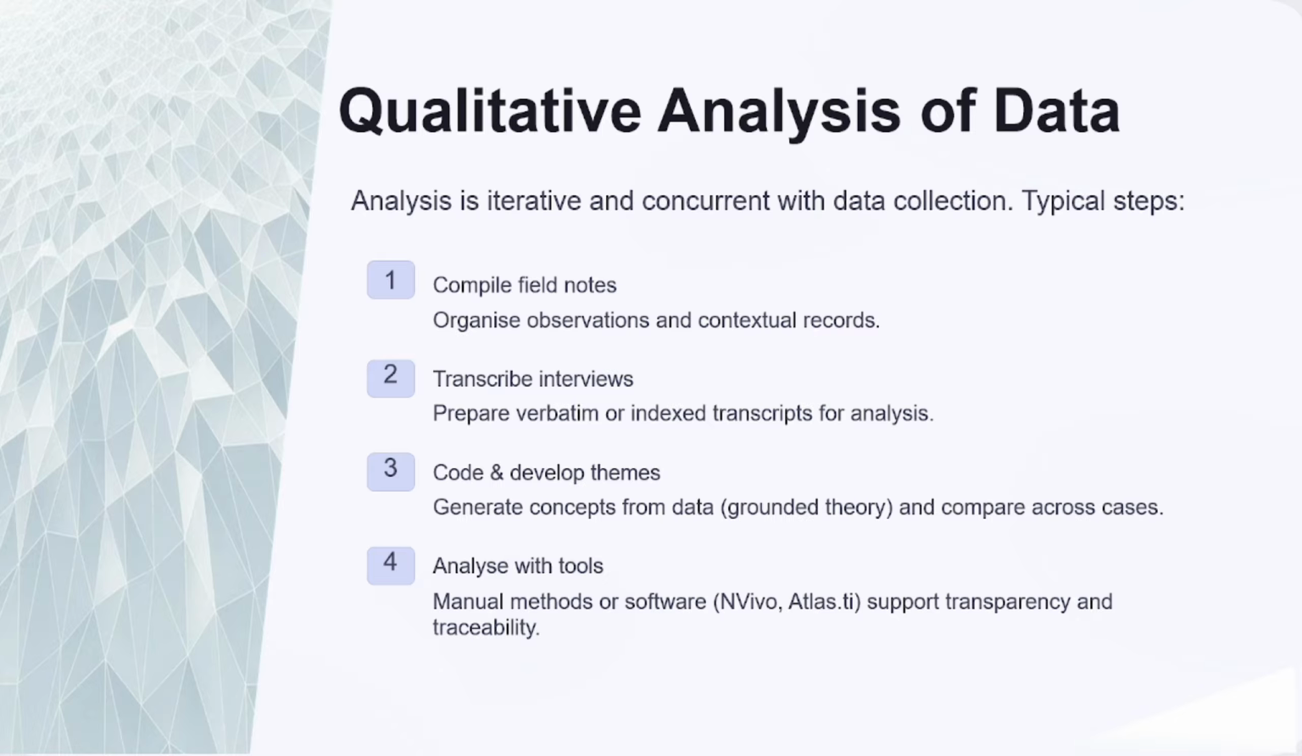Third, we code the data and develop themes. Coding means labeling important parts of the data. From these codes, we identify patterns and develop the broader themes. This process is often guided by approaches like grounded theory. Finally, we analyze the data using tools. This can be done manually or with software like NVivo. These tools help improve transparency and make the analysis more systematic.